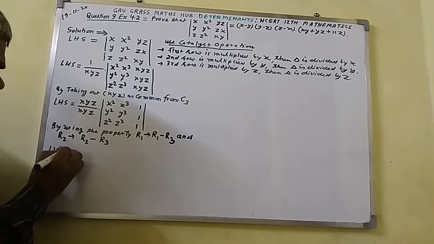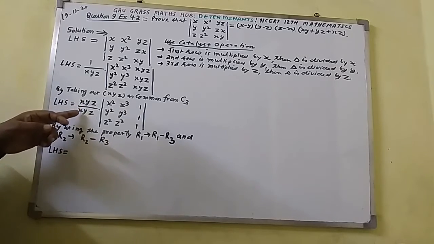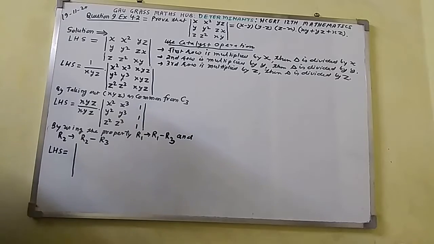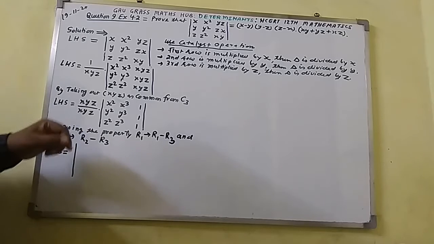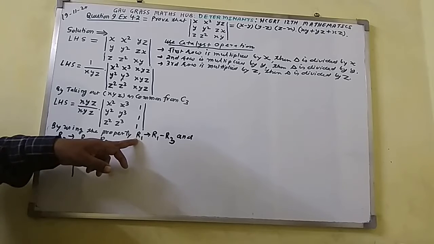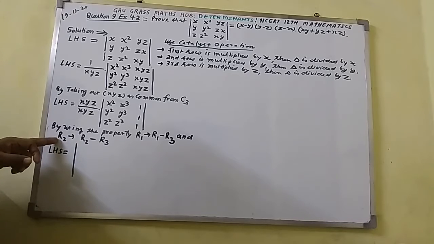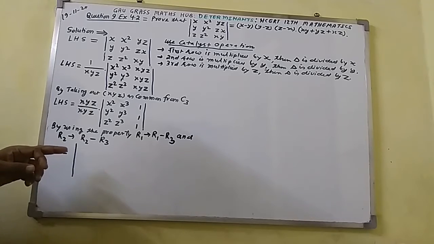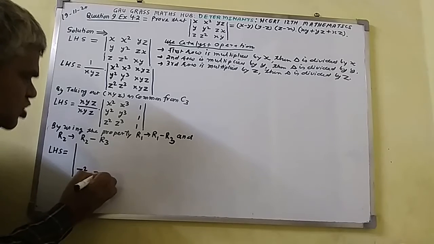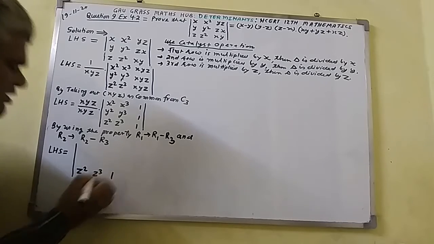LHS equal to xyz divided by xyz comes out to 1 here, and here I shall write R1 goes to R1 minus R3. So here you can see very well, R1 goes to, this means that only changes will occur in the first row. And here I have written R2 goes to R2 minus R3. Here changes will occur only in the second row. There will be no changes in the third row. The third row I shall write as it is: z square, z cube, 1.